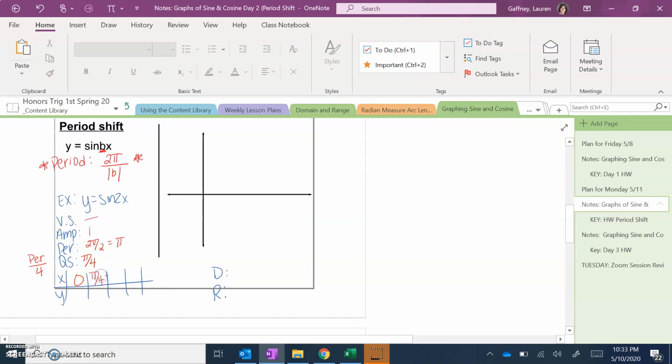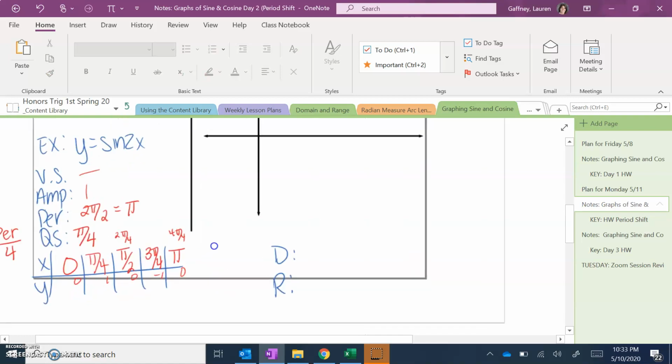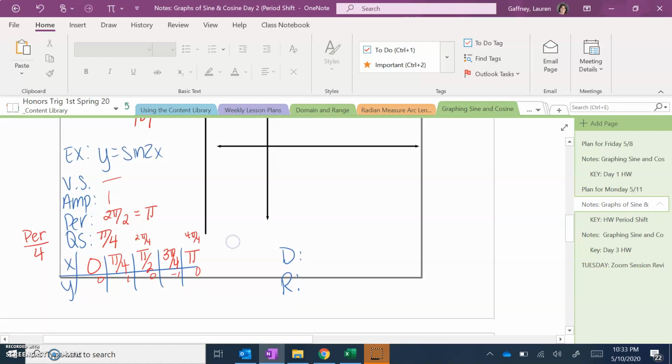So this would be pi over 4. If you add on pi over 4 to that, technically it's 2 pi over 4, which I'm going to reduce to pi over 2. Add on another pi over 4, that would be 3 pi over 4. Add on another pi over 4, that would be 4 pi over 4, which is just pi. Now the values for sine are 0, 1, 0, negative 1, 0.